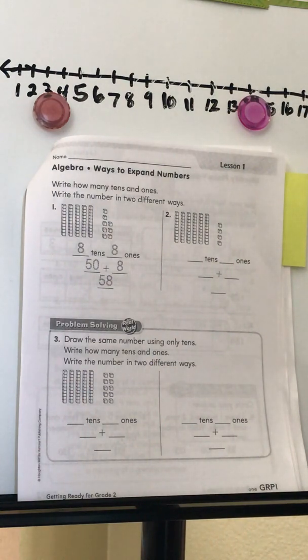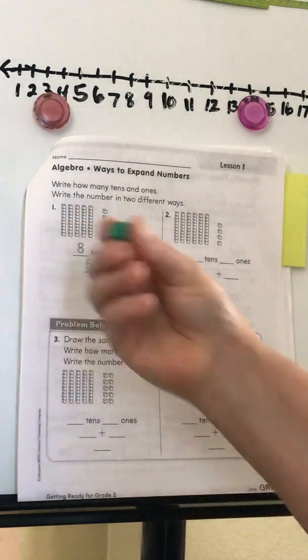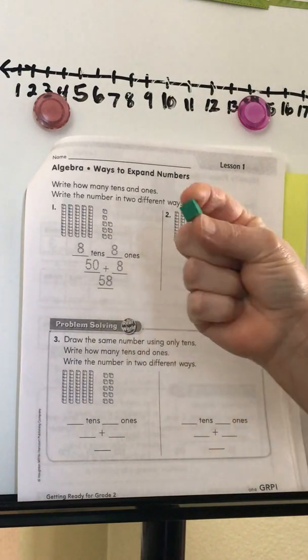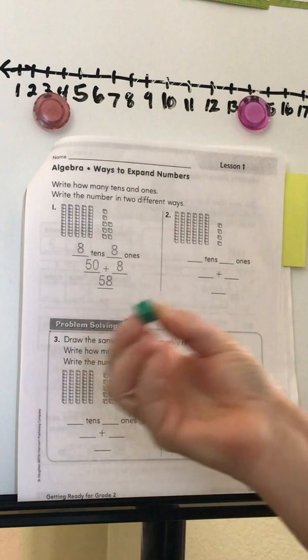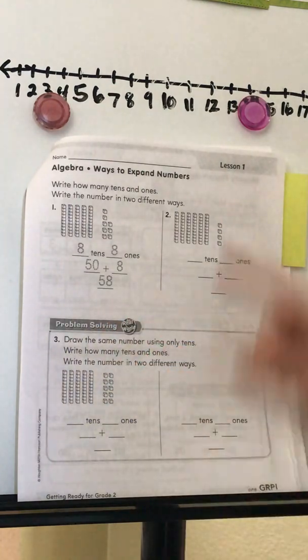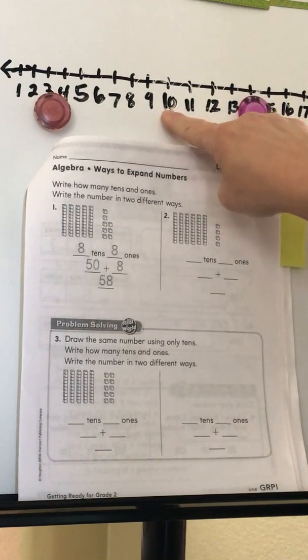So on this page, we're looking at tens and ones. We'll also be looking at 100s. So remember, a 1 is a one-digit number. 1, 2, 3, 4, 5, 6, 7, 8, 9. Okay. Once you get to 10, 10 is a two-digit number because it takes two numbers to write that number, a 1 and a 0.